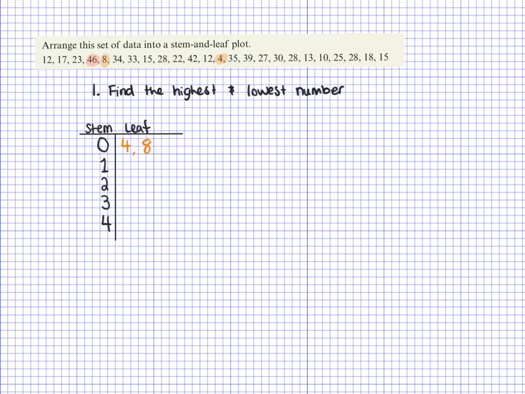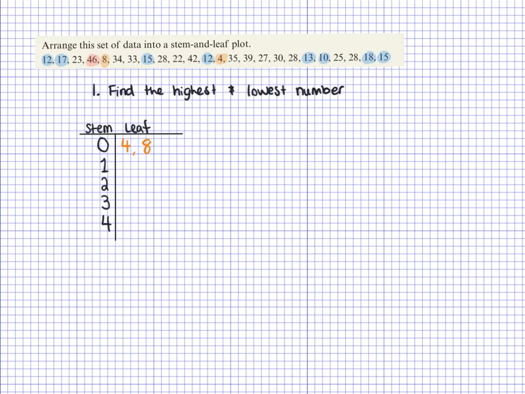So I need the teens between 10 and 20. So we've got 12, 17, we've got 15 here, 12, 13, we've got 10 itself counts in that, and 15 and 18. We scan once more, making sure we haven't missed any of those numbers starting with 1. No, we haven't. Now we have to write these in order.